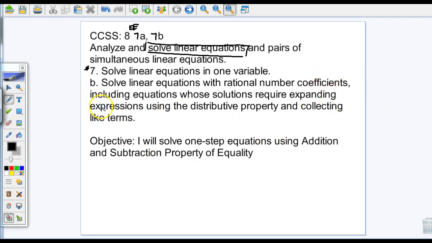But our objective is really simple. Your objective today is: I will solve one-step equations using addition and subtraction property of equality. So we're really going to focus on just adding and subtracting today. Pause the recording, copy down your objective, and when you're ready, join me back, and we'll continue with the next slide.